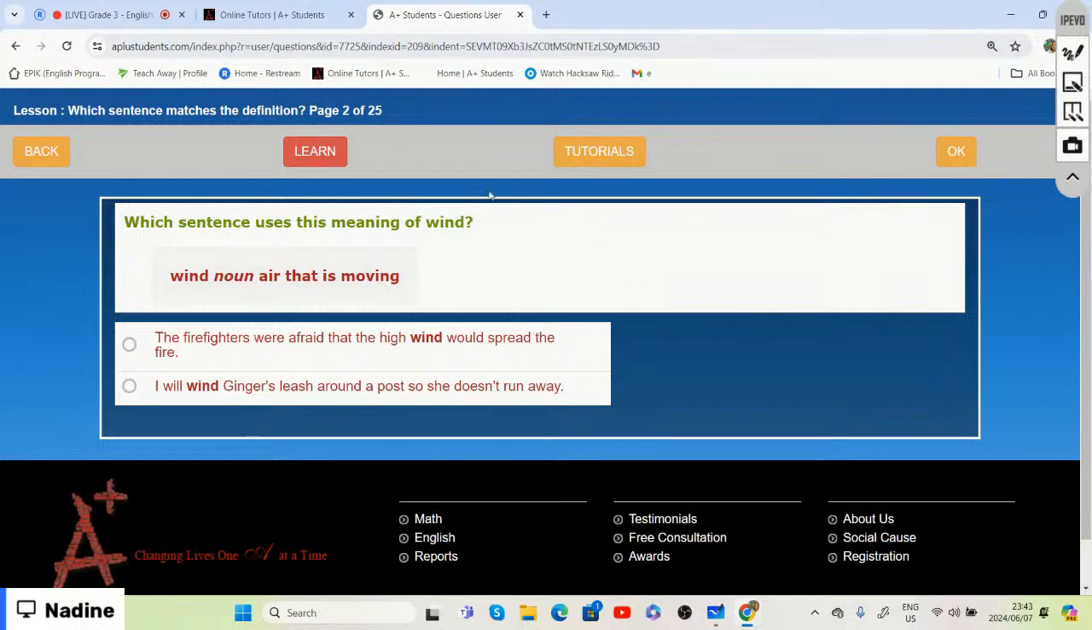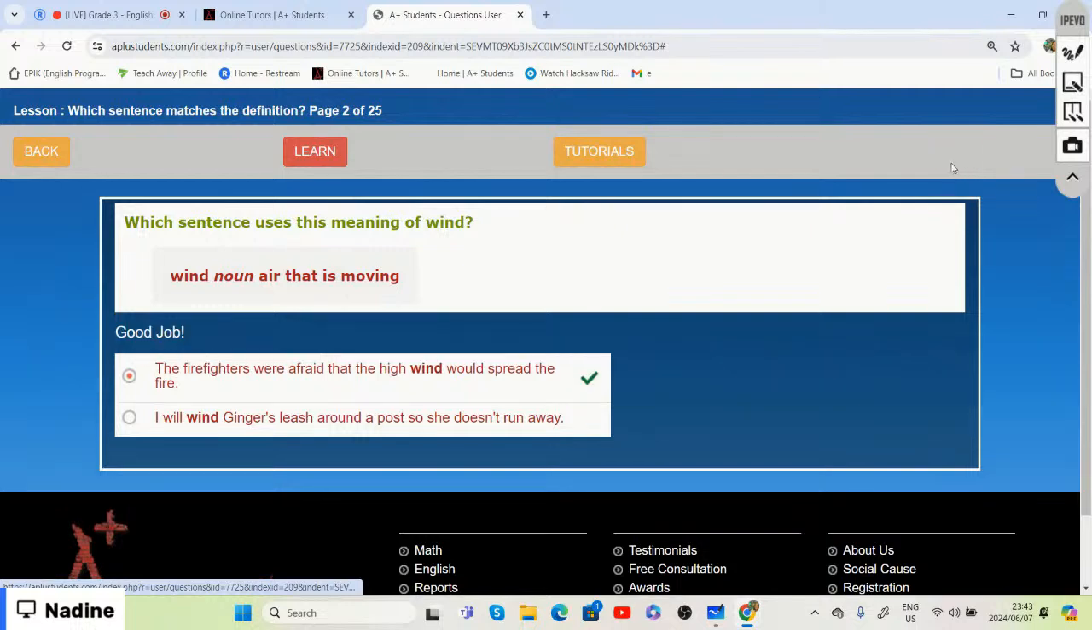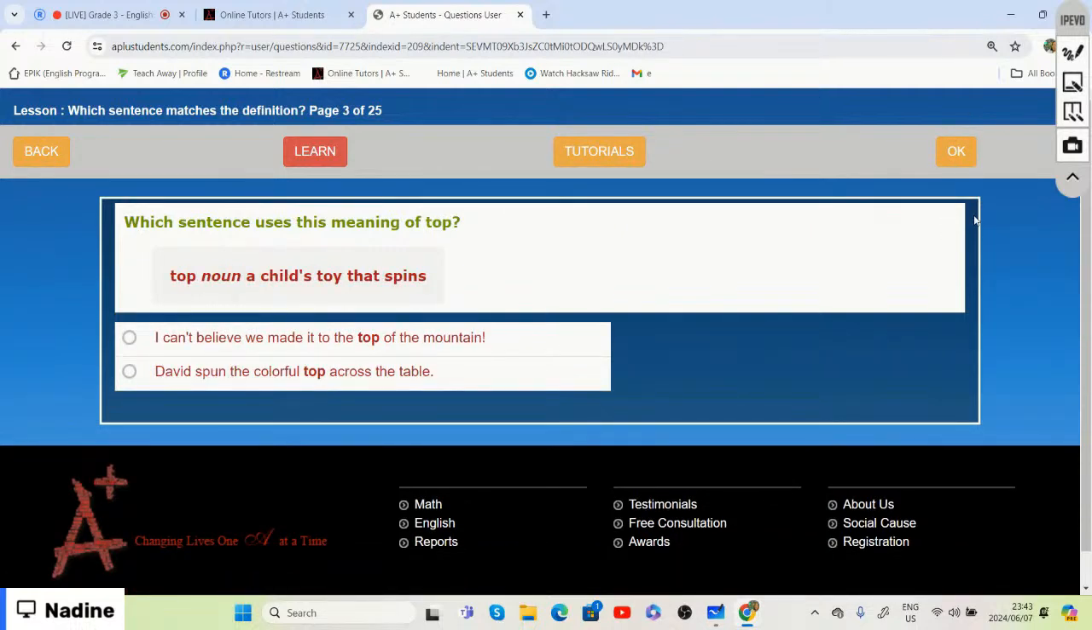And we need to use the words with the same meaning, right? So we said that wind is a noun, it is air that is moving, or we can say the firefighters were afraid that the high wind would spread over the fire. And then we have another one, which is top, and top is a noun.